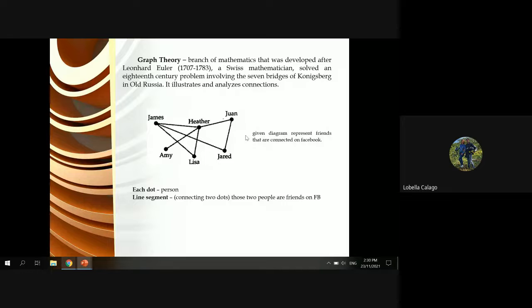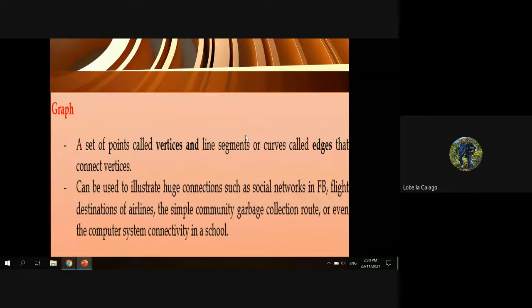So yun, basic natin yan sa mathematics of graphs. A graph is a set of points called vertices and line segments or curves called edges. So yung mga points that represent the person are the vertices, while the line segment na nagko-connect sa dalawang person is what we call the edges. Wala akong line, pasensya. Edges are the line segments or curves connecting two points or two persons, and those persons that represent the points are your vertices.